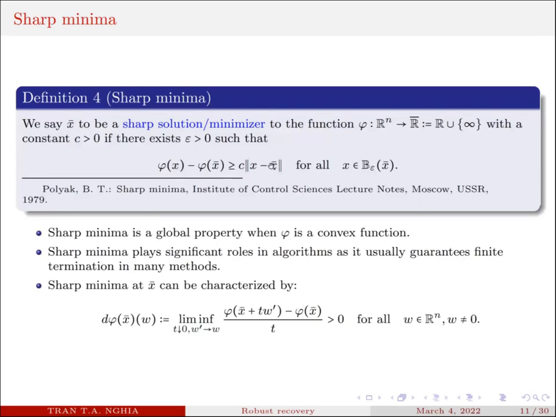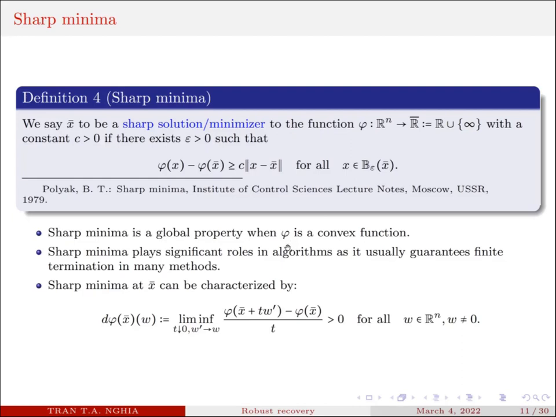Here is the definition for the more general case, when you have an extended real-valued function phi, and the same definition, we have a sub-solution, sub-minimizer. If this inequality holds for all x in a small ball around x bar, okay? In the case phi is convex, this is probably global. It means you do not need the small ball around x bar anymore, okay?